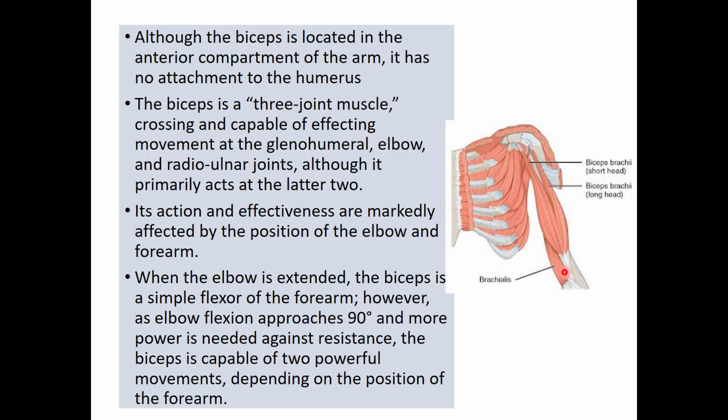Its actions and effectiveness are markedly affected by the position of the elbow and the forearm. When the elbow is extended, the biceps is a simple flexor of the forearm. However, as elbow flexion approaches 90 degrees and more power is needed against resistance, the biceps is capable of two powerful movements depending on the position of the forearm. Remember this: when the elbow is extended, the biceps is a simple flexor.